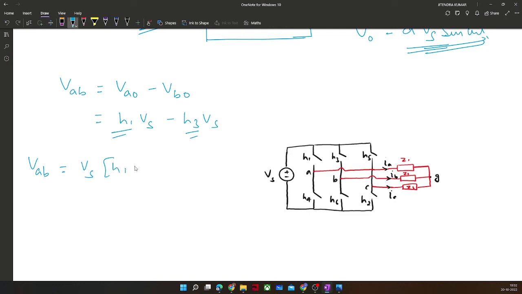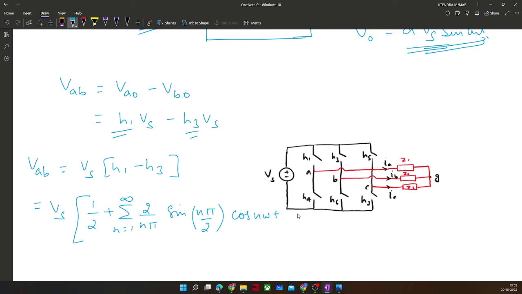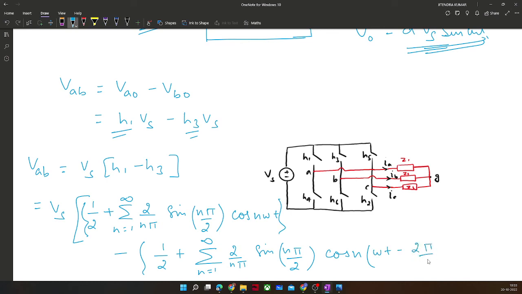So Vs times H1 minus H3. H1 is half plus 2 by n pi sine n pi by 2 cos n omega t. I am using half because in the 180-degree condition, our conduction period is 180 degrees out of 360 degrees, so the duty cycle would be half. That is why I am writing directly. H3 is half plus 2 by n pi sine n pi by 2 cos of n omega t minus 2 pi by 3.